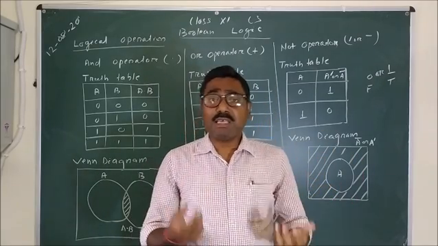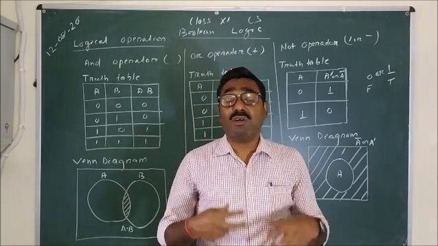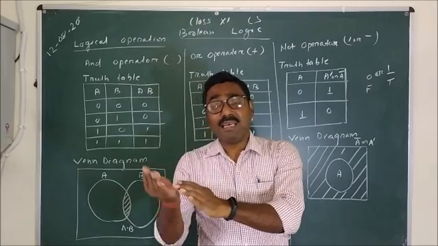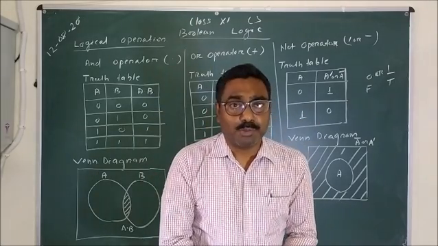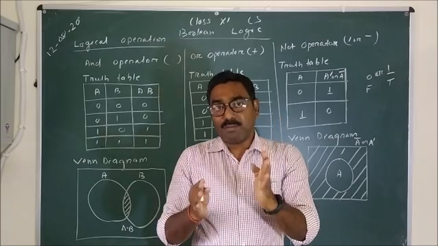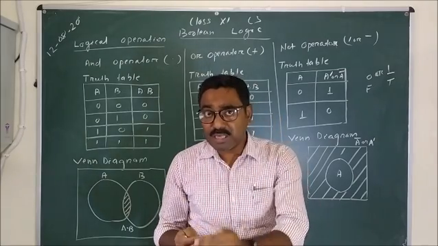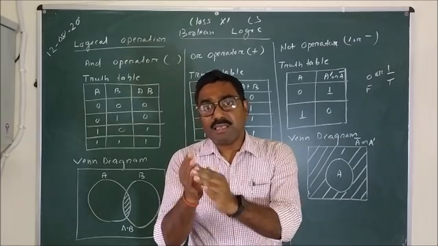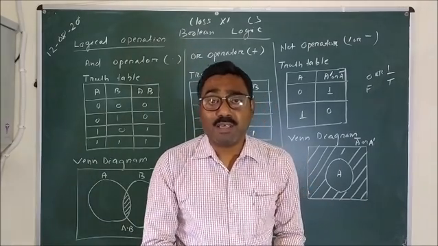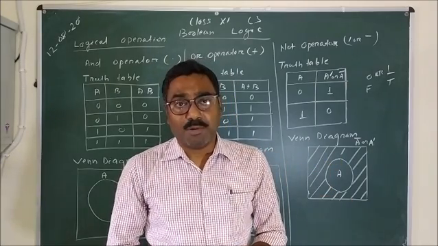So the truth table is a table that contains all possible combinations of input and its respective output. That means whatever values can be operated through an operator, that combination of values and its respective outputs, or whatever result we are getting from those values, the combination of that input and output is known as a truth table.